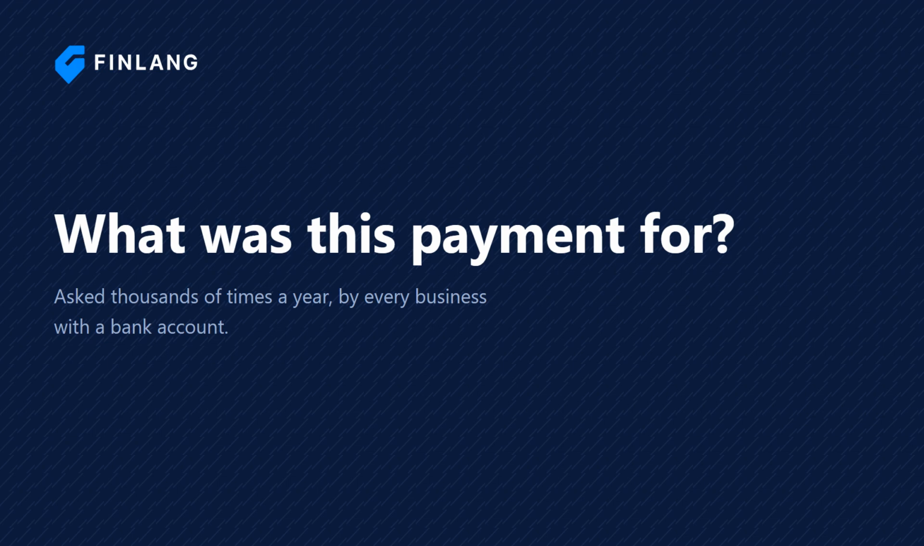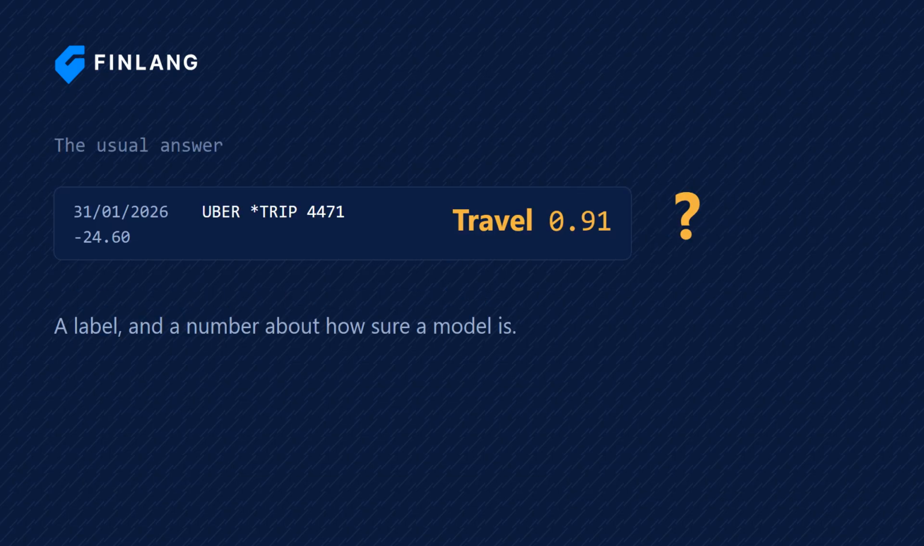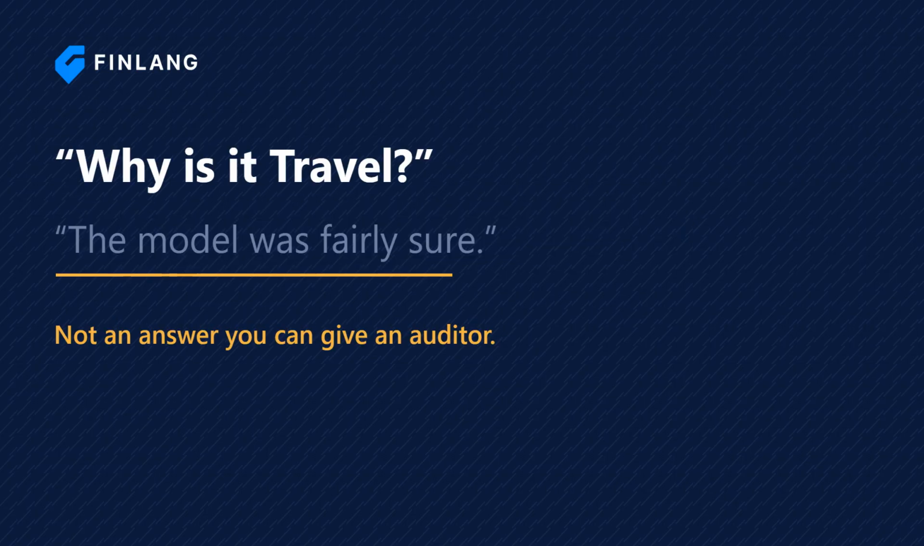Every business with a bank account has to answer the same question, thousands of times a year. What was this payment for? Most software answers with a guess. Travel. 91% confident. That's fine, right up until somebody asks why. And "the model was fairly sure" is not an answer you can give an auditor.